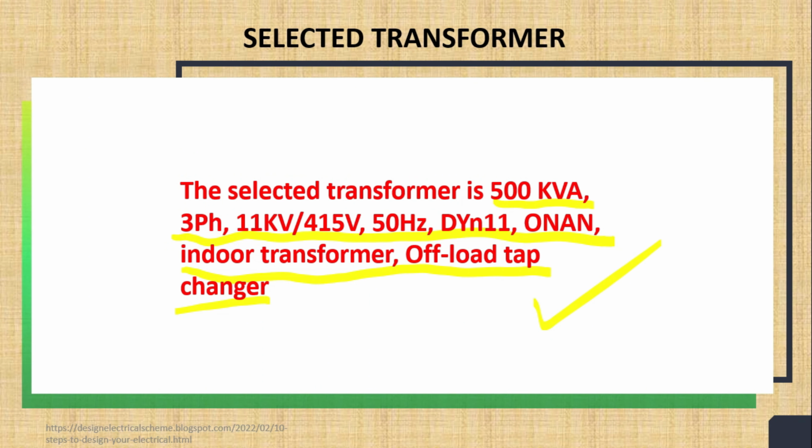Here, the tap changing can be only done with the permission of the local authority.